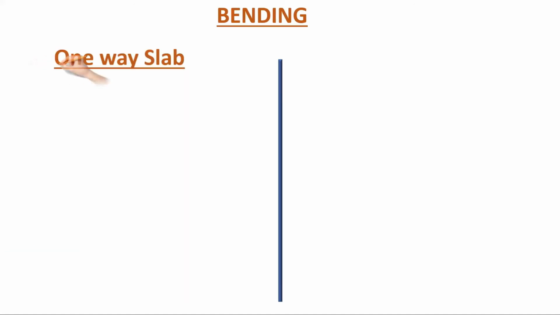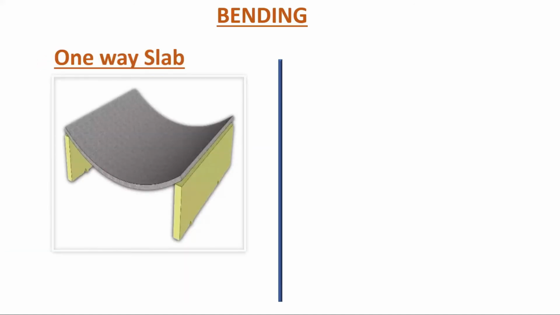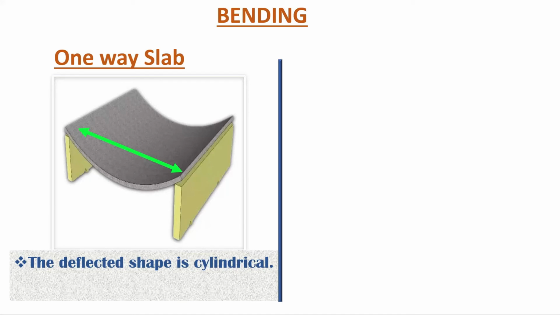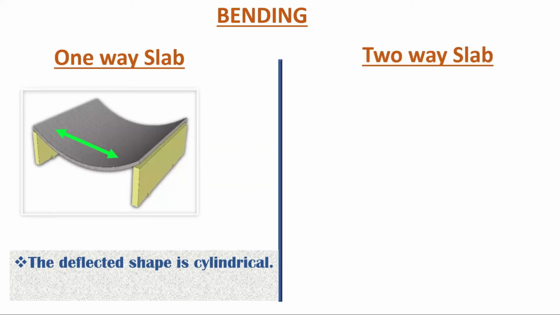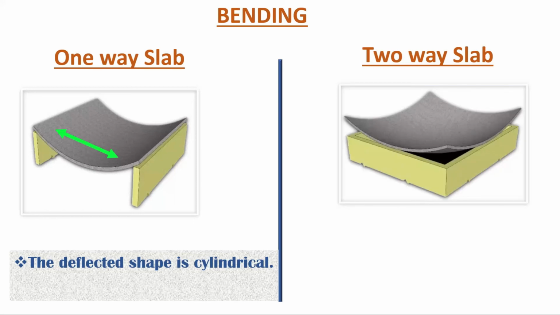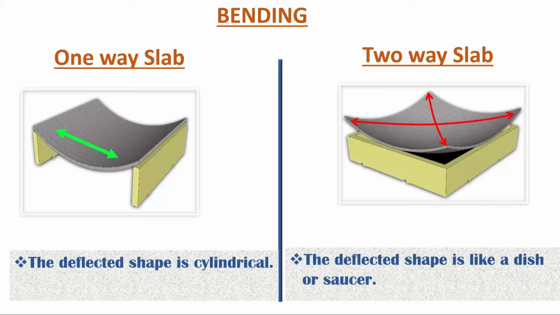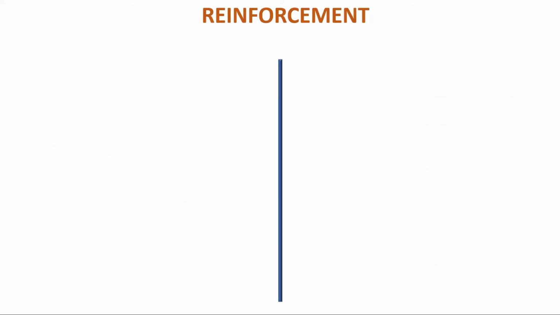Bending. One-way slab. Shown here is the deflected shape of a one-way slab. A one-way slab will bend along only one direction, that is along the shorter span direction. The deflected shape is cylindrical in the case of a one-way slab. Two-way slab. A two-way slab will bend along both the directions. The deflected shape is like a dish or saucer in the case of a two-way slab.